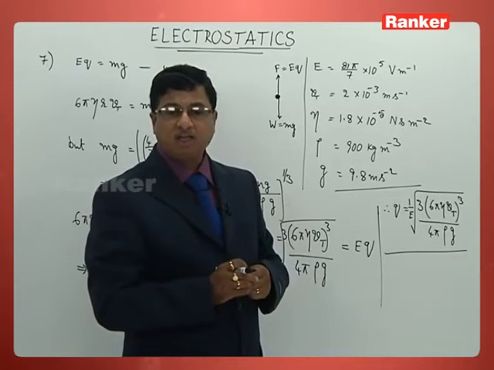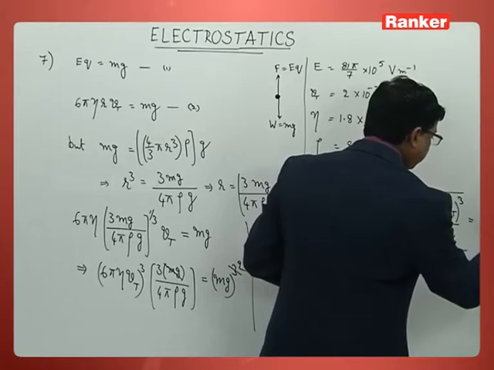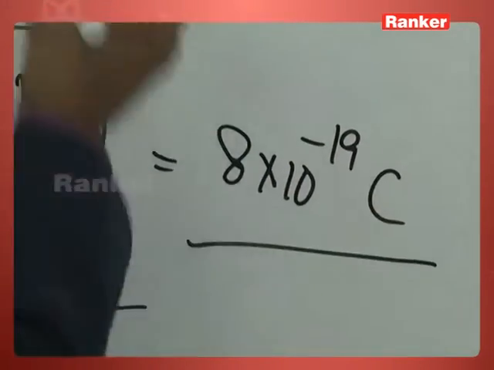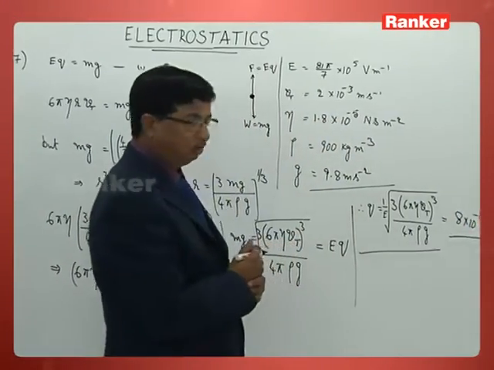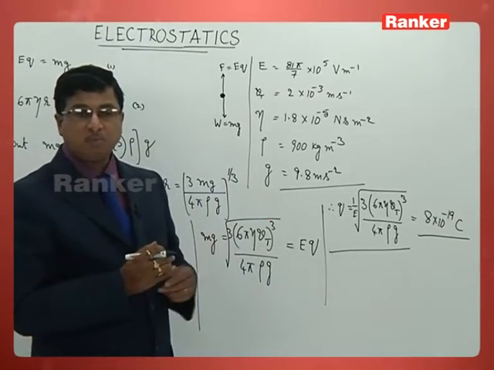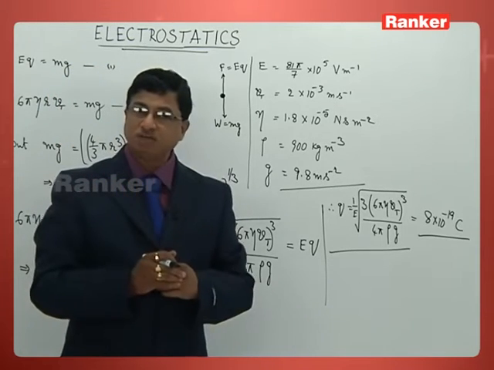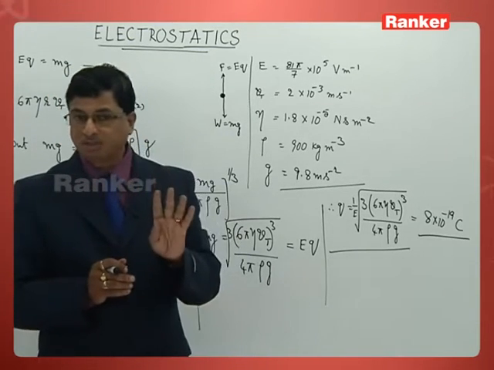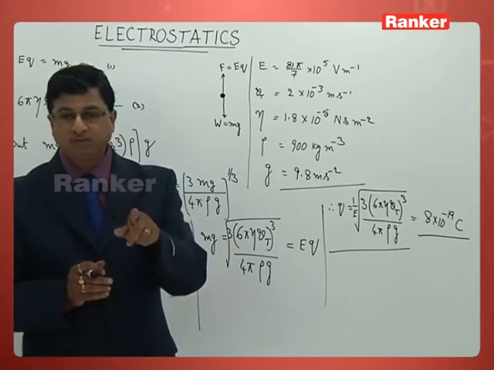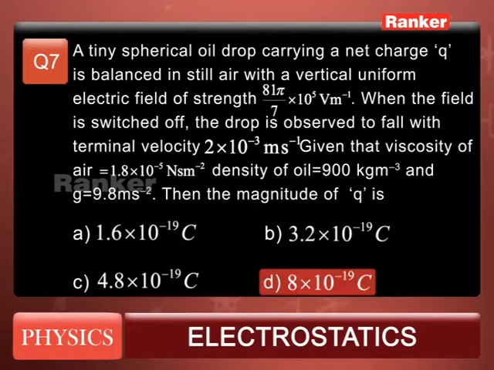Then you will be getting around 8 into 10 to the power minus 19 coulomb you get. The charge on that particular drop now becomes 8 into 10 power minus 19 coulomb. So if you look at all the 4 options given over there, 4th option is exactly in coincidence with this answer what we are getting. So we can say the key or the answer over here will now be this D over here now.